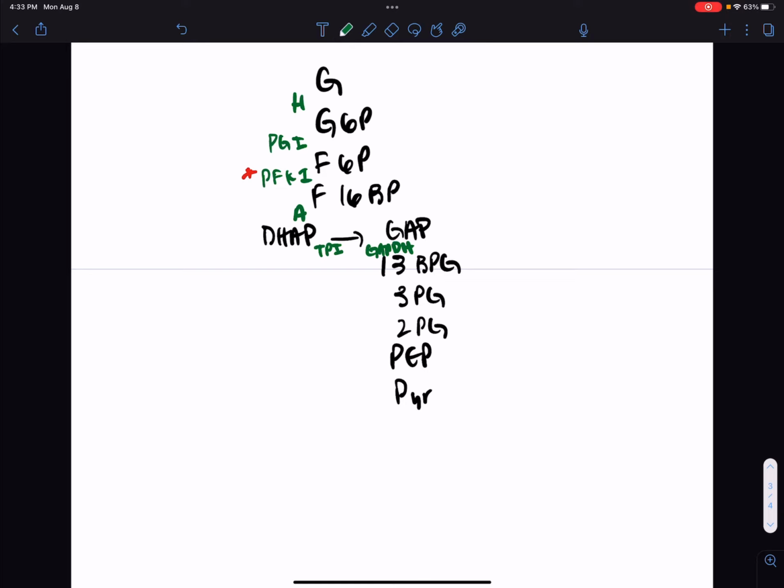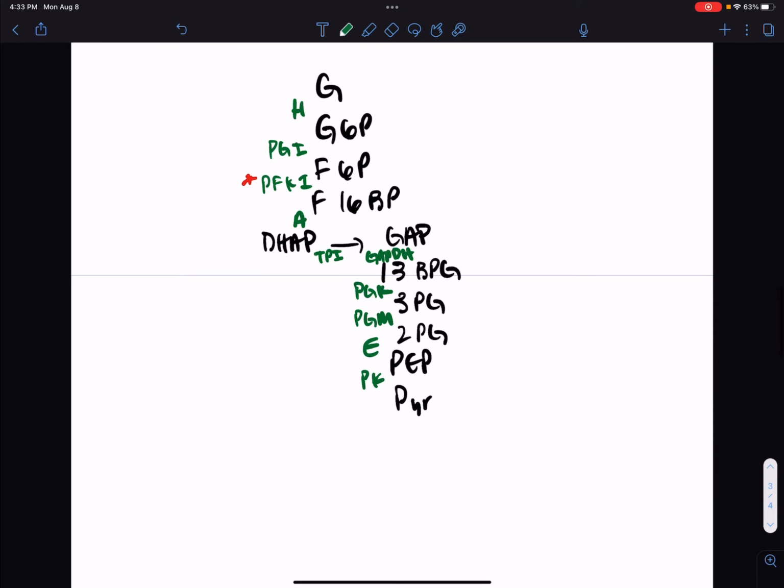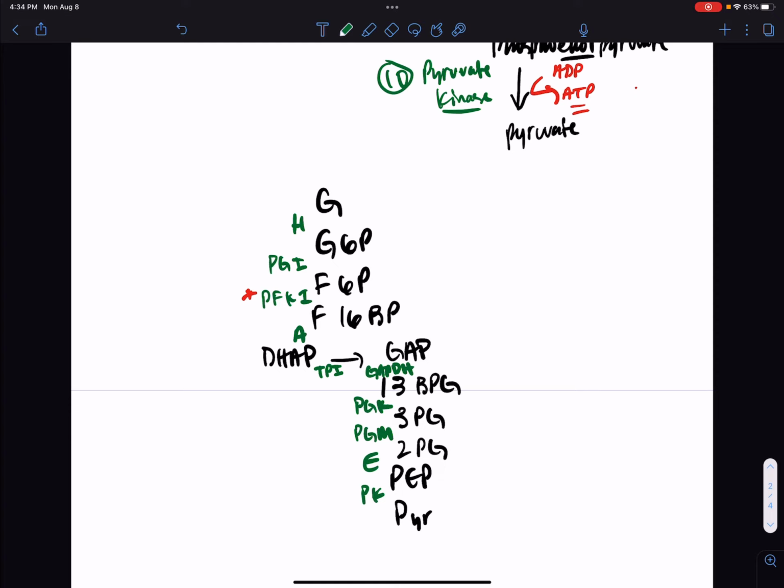From 1,3-BPG, we go down to 3-PG via phosphoglycerate kinase, and then phosphoglycerate mutase comes next to mutate that 3 to the 2. And then from 2-phosphoglycerate to PEP, we have enolase. And then from PEP to pyruvate, we've got pyruvate kinase. And so looking back through this, I said, okay, now I've got to remember all of the cofactors, or the investments, and then the payouts.